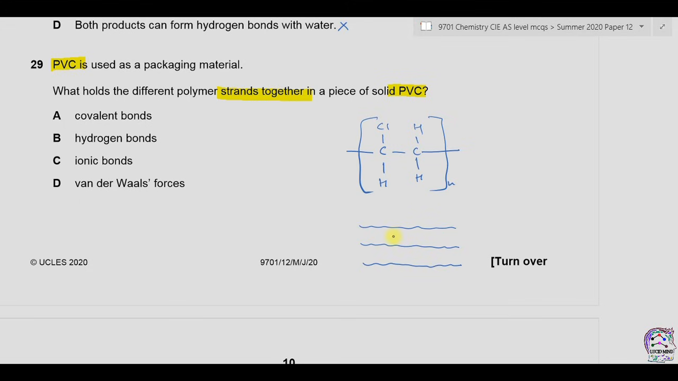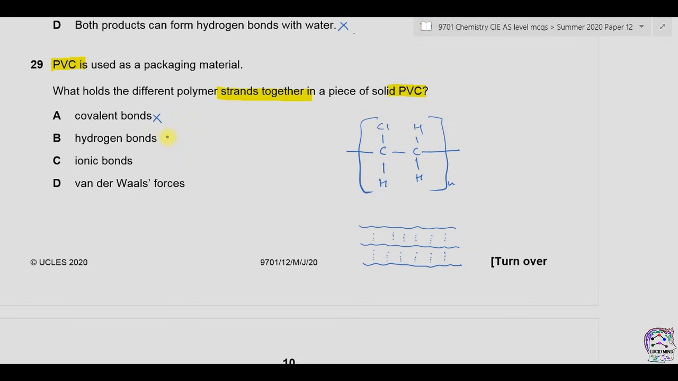So in between the strands there is no bonding, there are actually weak molecular forces of attraction which are called intermolecular forces. The intermolecular forces are very strong in polymers, therefore polymer stays in the solid form and the chains are also very long. A says covalent bonds, there are no bonds between the strands, actually weak molecular forces.